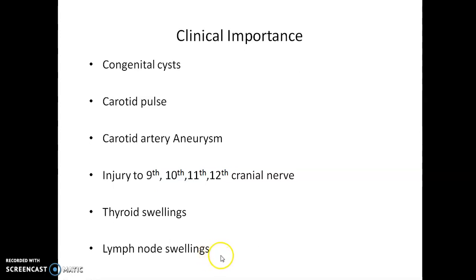There are so many tumors of the lymph node also, like lymphoma, Hodgkin's lymphoma and non-Hodgkin's lymphoma, where the person's neck will become like a bull's neck. It's called bull neck deformity. So that is about lymph nodes.